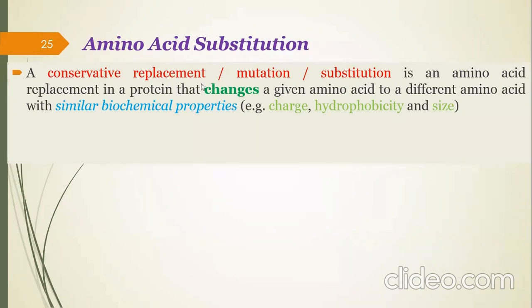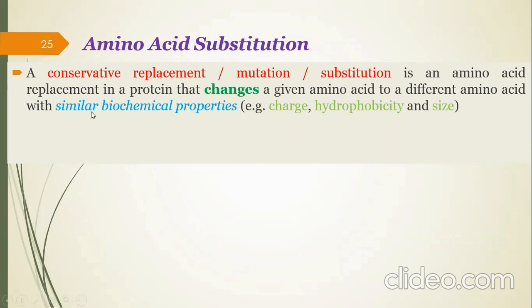A conservative replacement, mutation, or substitution in a protein changes a given amino acid to a different amino acid with similar biochemical properties like charge, hydrophobicity, and size. So if a charged amino acid is replaced with a charged amino acid, that means it is a similar amino acid. If a hydrophobic amino acid is replaced with a hydrophobic one, the substitution is a conservative replacement. Similarly, if same-size amino acids are replaced. But the problem occurs if a charged one is replaced with an uncharged, a hydrophobic with a hydrophilic, or a small-size with a large-size amino acid. They will not be similar then.